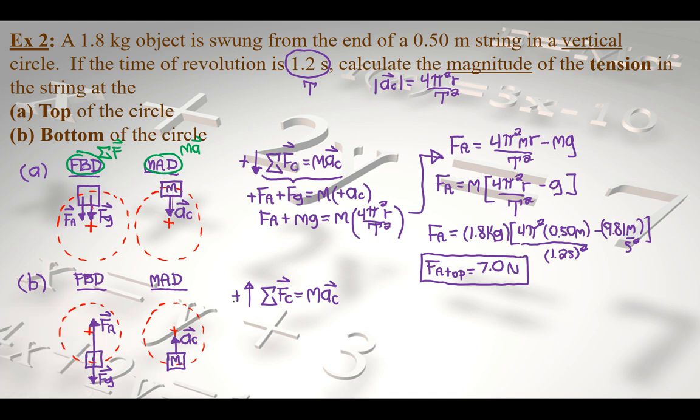Okay, let's expand this. We've got to expand both parts. If we point up, the vector is positive. So looking at the FBD, FA points up, it's positive. FG points down, it is negative. And then this would be equal to M times AC, which points up, so it's positive.